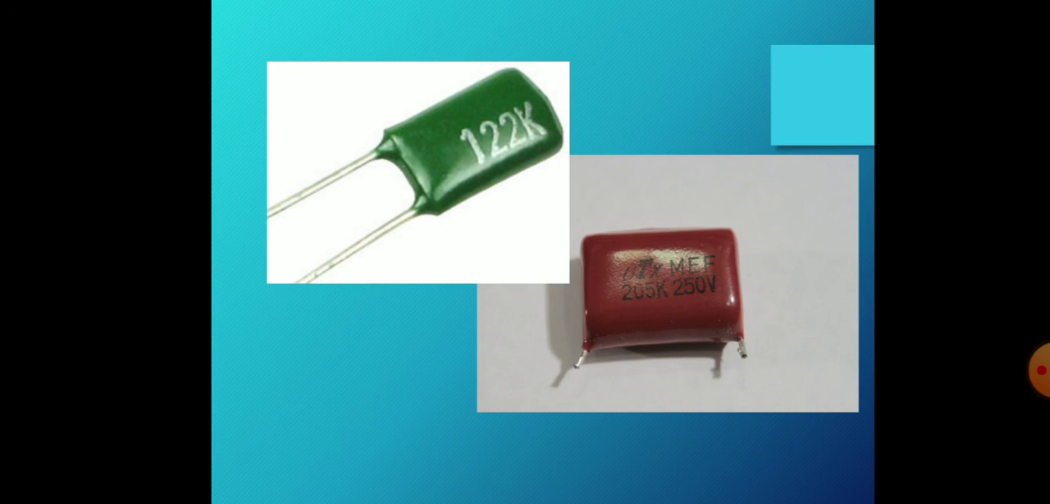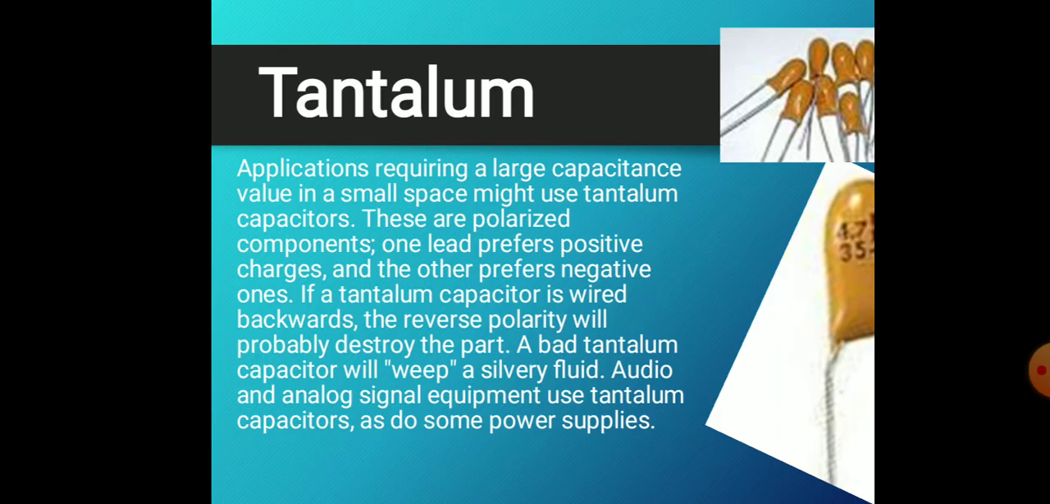So these are examples of mylar capacitors. Okay. Next, tantalum. This one is another polarized capacitor, like the electrolytic. Applications requiring large capacitors valued in small space might use tantalum capacitors.